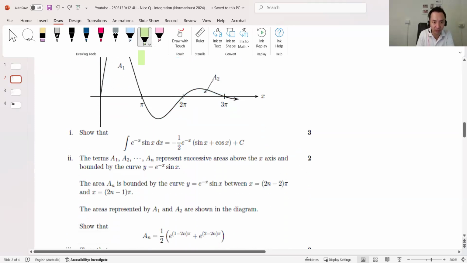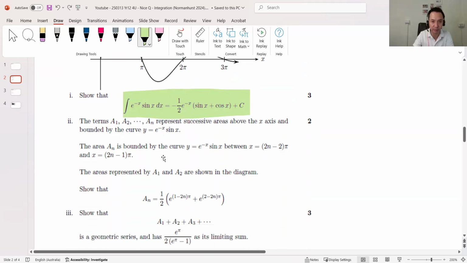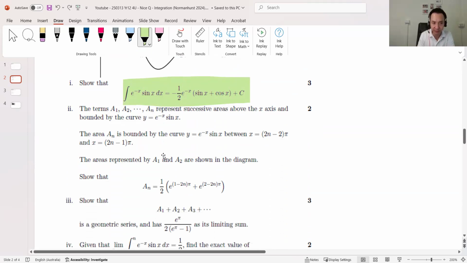All right, the question: show that this integral, it looks like it's a by parts question. Wow, 3 marks, that's generous. Oh, because it's e minus x, so that's got recurrence, okay, but still pretty easy. 3 marks, I think it's a bit generous.